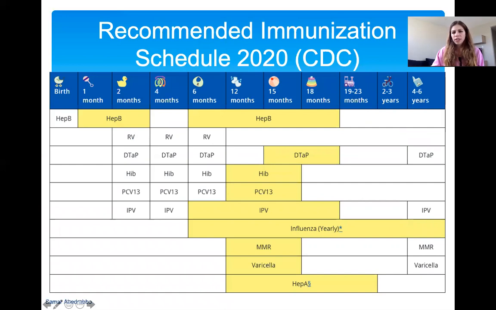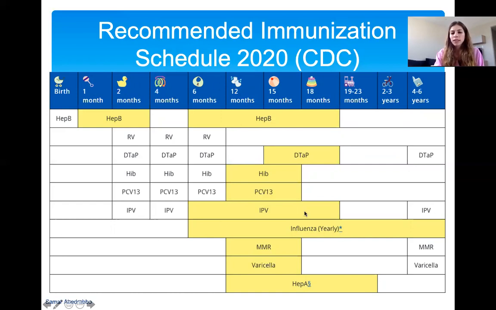So I just took this picture from the CDC's website. This is the recommended vaccine schedule for this year for children, from birth to 4 to 6 years old. So if you can see at birth, actually the day the baby is born, you're asked if you want to give baby a hepatitis B vaccine, and then rotavirus vaccine, DTaP vaccine, hepatitis, polio vaccines, so just certain types of vaccines.